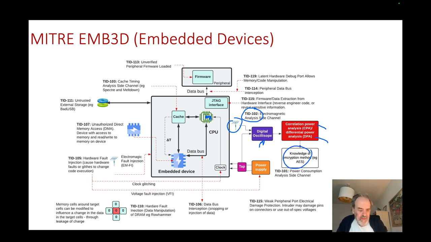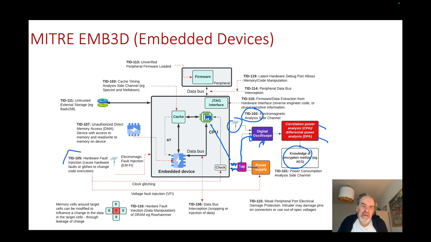Another way is that noise is created in the power supply through the CPU operations. We can then tap off the power supply and then feed that into our digital oscilloscope and listen to the noise that's created. And again, we can use that to be able to discover things like encryption keys as they're being used within the system.